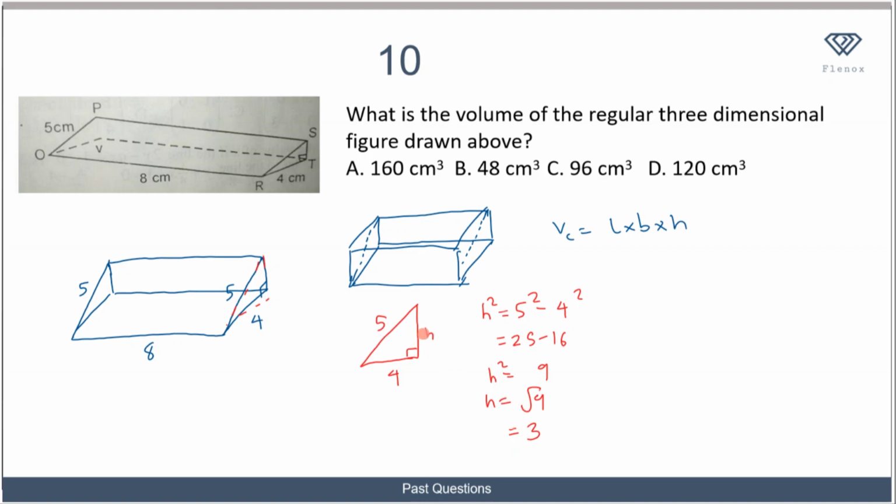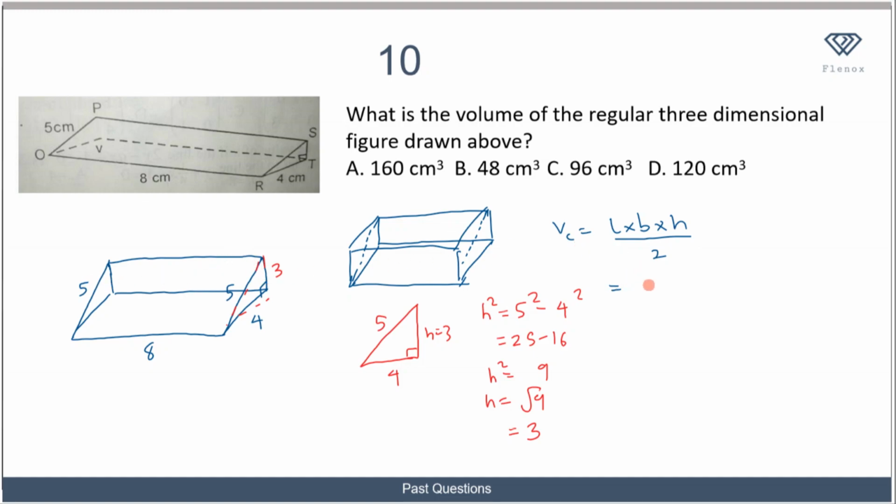So the height over here is what? 3. So the height here is 3. So I know my length now, my breadth, and my height. So the volume of this shape will be my length times breadth times height, which is the volume of a cuboid, then divided by 2, since it is half of a cuboid.